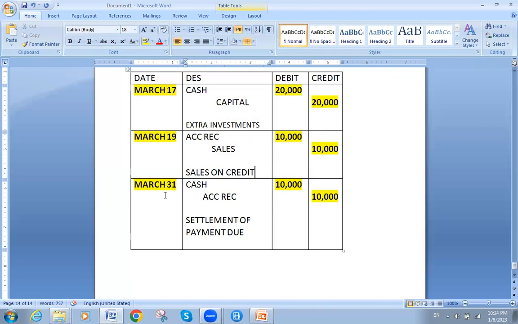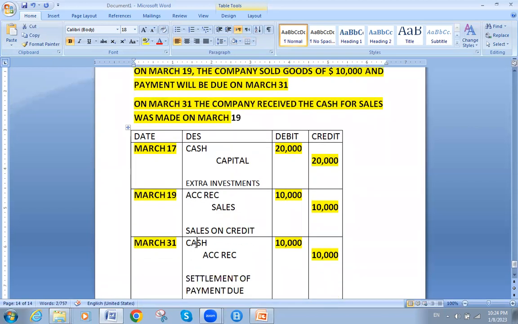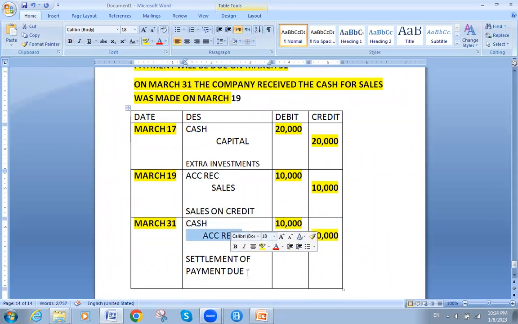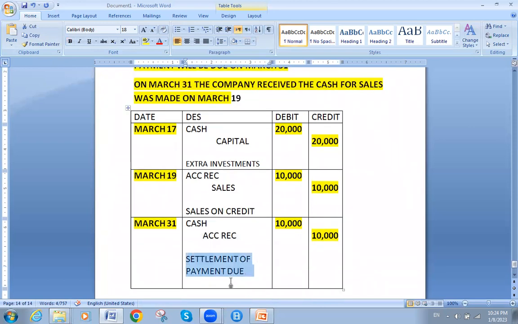The third transaction, March 31. Those people who bought from us on March 19 will now settle the amount due. They will pay us this amount. So in that case, we would say from cash into account receivable with the amount which is $10,000. Settlement of payment due. And that was the last one.